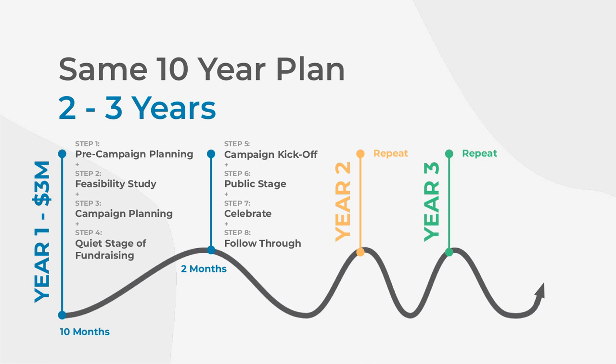In it you'll be able to get steps one through four, the pre-campaign planning, the feasibility study, the campaign planning, and the quiet stage, done in 10 months. Then steps five, six, seven, and eight, the campaign kickoff, public stage, celebration, and follow-through, happen in just two months. If and when that part is successful, and we go through that entire roadmap in a bite size, well, 3.3 million is not such a small bite, but it's a portion of that campaign. We then repeat that in year two and year three.